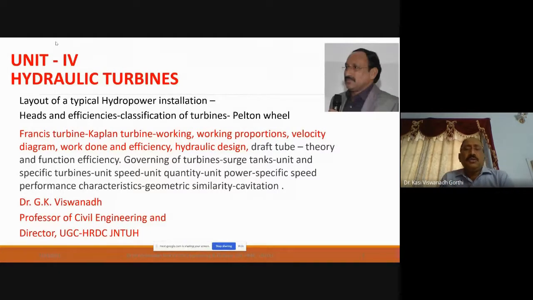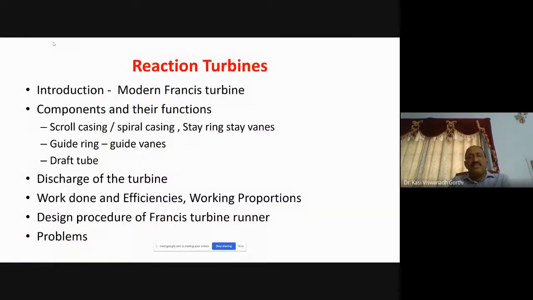Another classification that we made is the mixed flow turbine, based on the direction of flow, where in the case of a modern Francis turbine, it is a mixed type flow turbine where the water enters from the outer periphery, moves towards the center, and leaves axially at the center of the impeller, or at the center of the runner. So this is what is called the modern Francis turbine. In today's class we concentrate on the modern Francis turbine, its working, in general about the reaction turbines, and in particular about the modern Francis turbine.